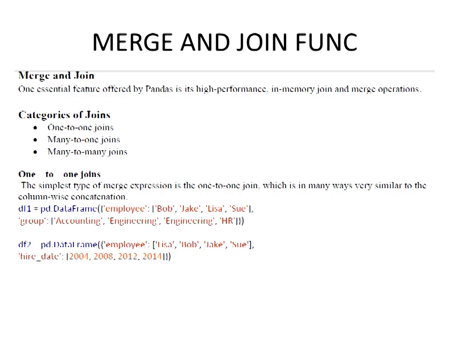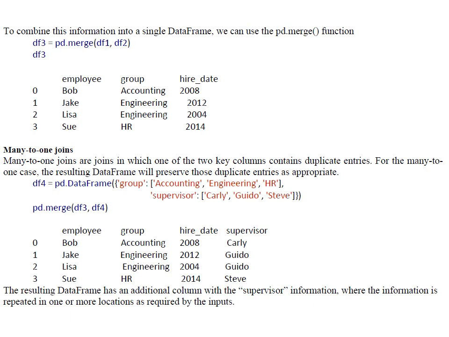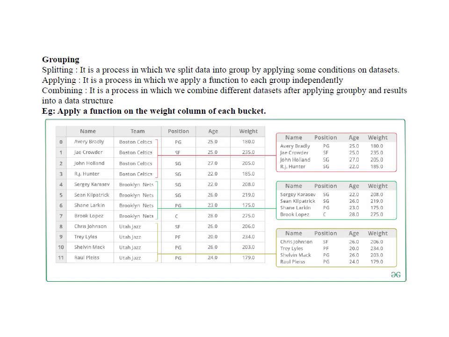Merge and join functions are of 3 categories: one-to-one joins, many-to-one joins, and many-to-many. So how we are going to use a pandas data frame to join, for example, employee, group, accounting, engineering, and HR. Data frame 1, data frame 2, one-to-one join, and data frame 3 we use to join and merge the employee and group details. Many-to-one join is also the same type with employee, group, hire data, and supervisor. So it has a many-to-one join.